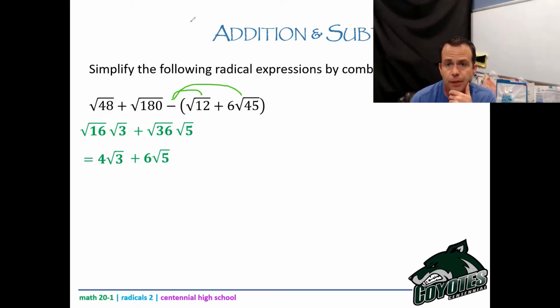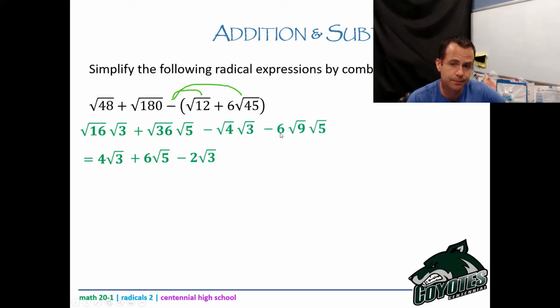So this is going to be negative root 12 that I'm simplifying, and then negative 6 root 45 that I'm simplifying. Root 12 would be 4 times 3, and that would be 2 root 3, so I'm going to subtract 2 root 3. And then here, 45 would be 9 times 5. I could take the root of 9, which would be 3, so I end up with a 3 times 6 on the outside. That would be 18. So I have my simplified version. I haven't done any addition or subtraction yet, but my simplified version would be 4 root 3 plus 6 root 5 minus 2 root 3 minus 18 root 5.